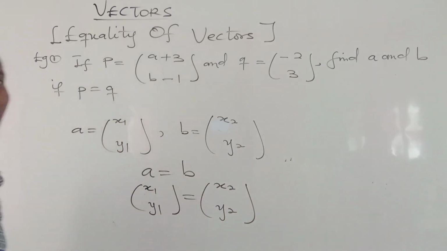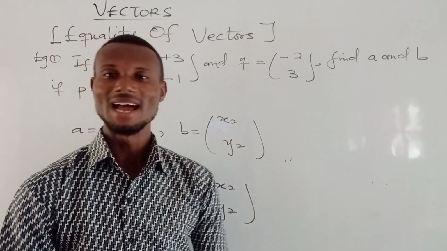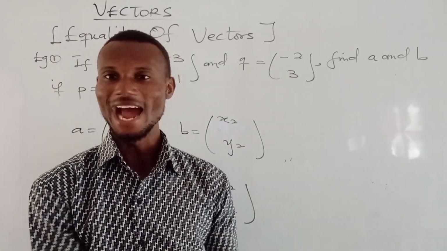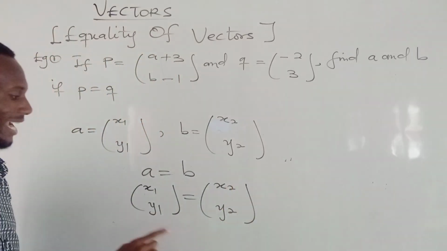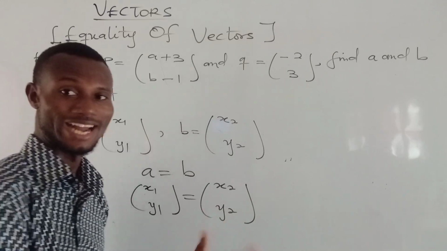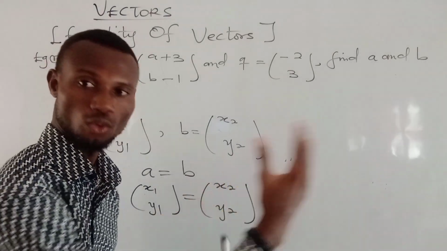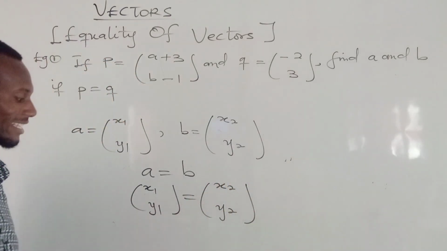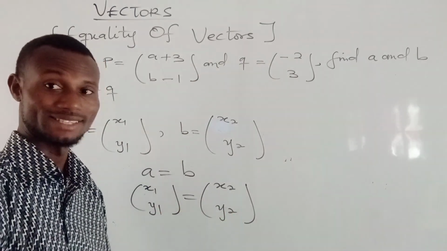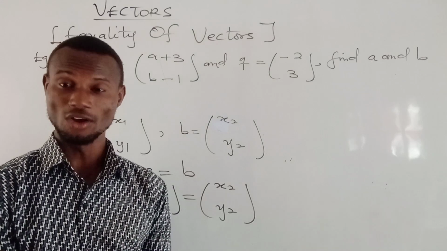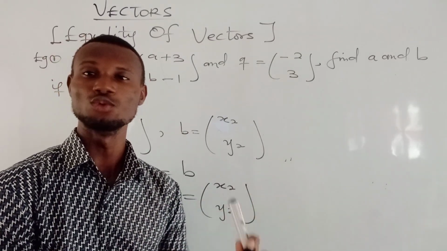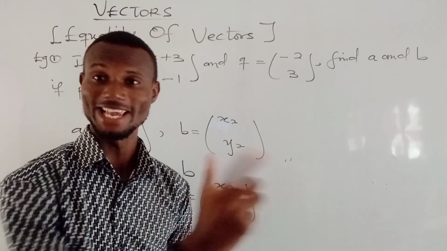Don't forget, I said that two vectors are said to be equal if their corresponding components are the same. So it means that I can say that s1 equals s2. We can equate the corresponding components. And also I can say that y1 equals y2. And that's the meaning of equality of vectors. We can equate corresponding components when two vectors are said to be equal.